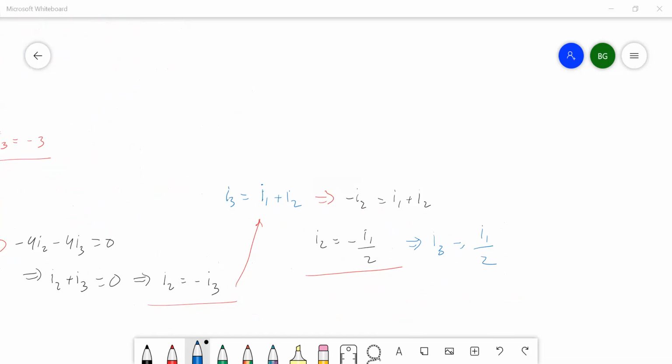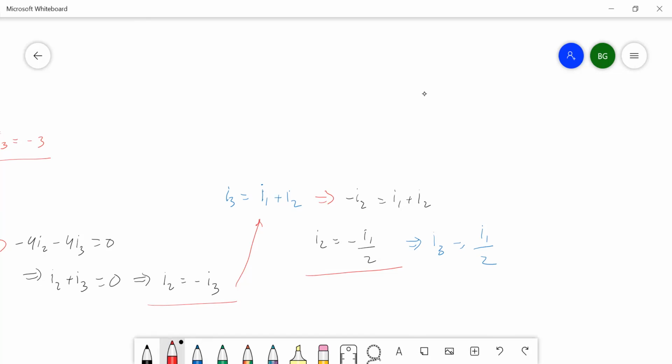Just a second. I3 is minus I2, okay. I2 is minus I1 over 2. So it means that I3 is equal to I1 over 2, okay.